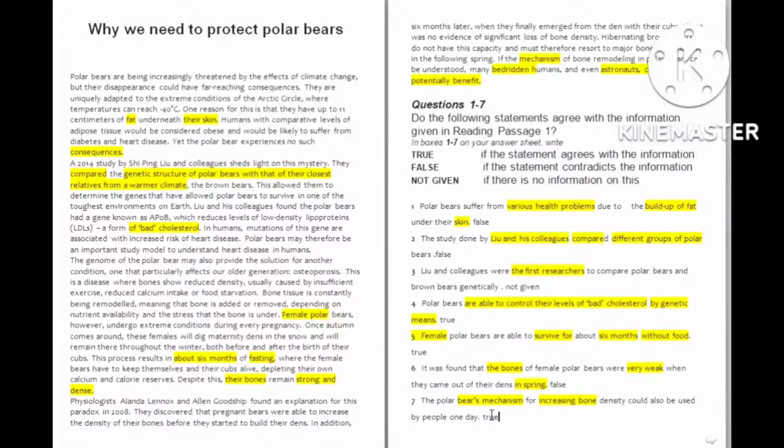In this way we solve the true, false, not given questions very quickly, and by saving a lot of time. You can also use this technique.